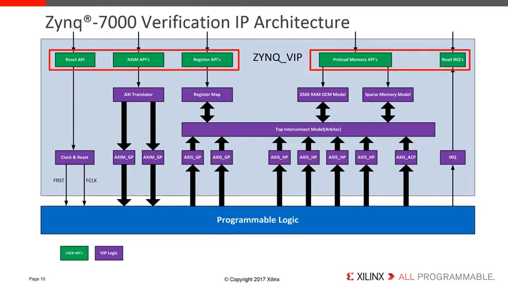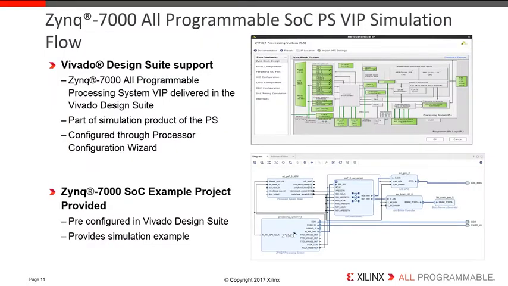The user accesses these AXI interfaces via API calls through the highlighted user interfaces shown, and is able to program transactions to control reset, read registers, preload the on-chip and sparse memory models, and respond to interrupts from the programmable logic. The Zynq7000 VIP is delivered as an output product of the Processor Configuration Wizard when the Zynq7000 processing system is implemented as part of a block design. Vivado Design Suite 2017.1 includes an example project and simulation example to enable the user to understand how to use the Zynq7000 VIP.